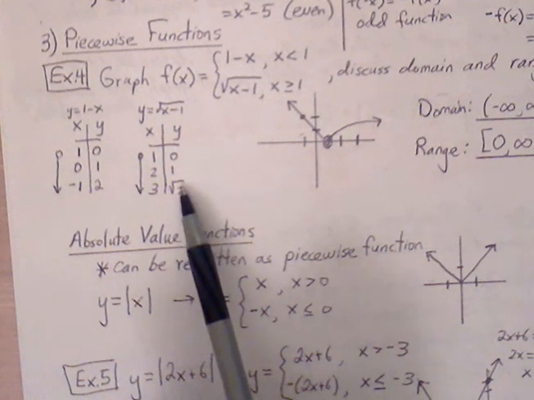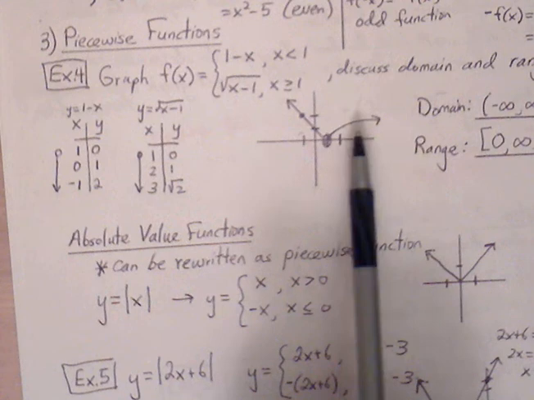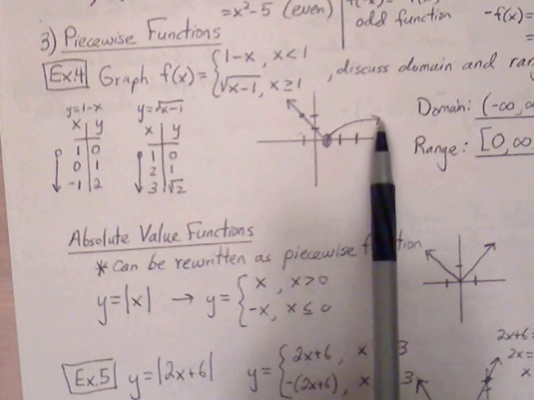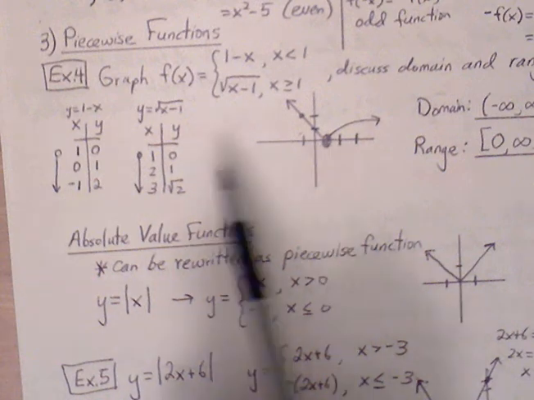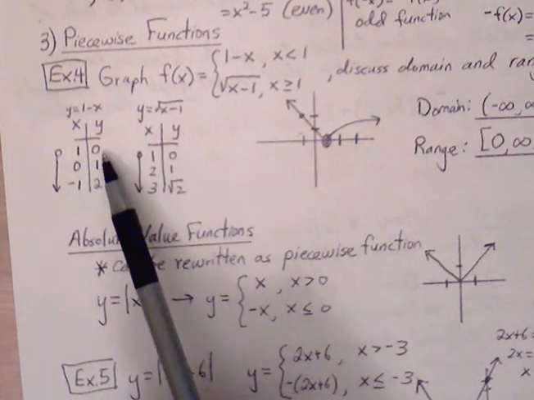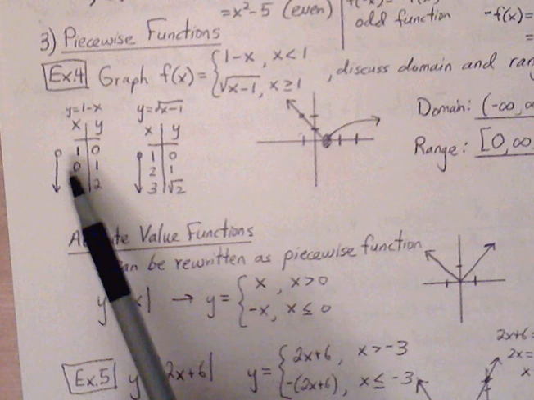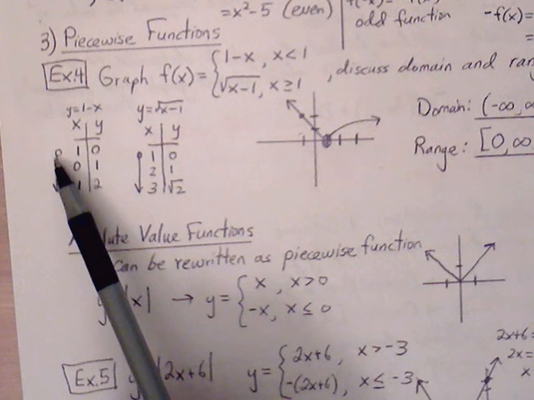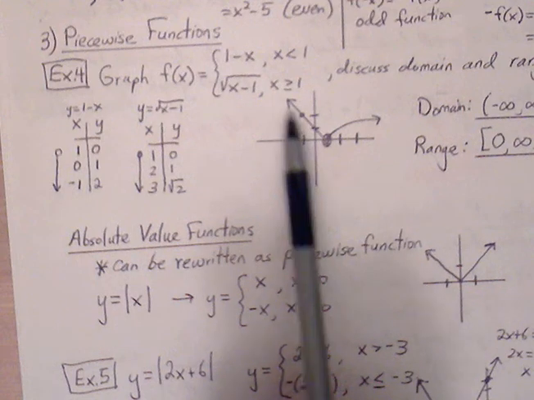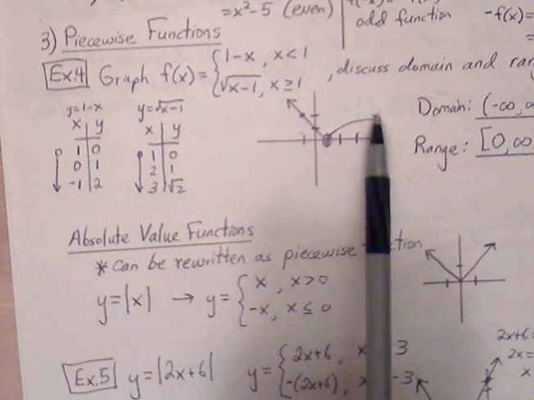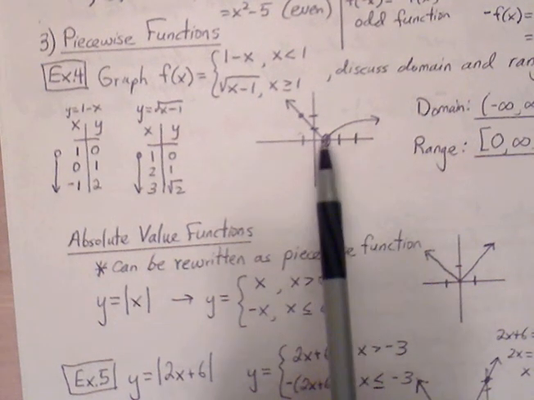And 1, 0 does match up with this 1, 0 here, so the closed circle is going to overlap the open circle. So this will end up being a continuous function because the closed circle is going to fill in for the open circle.